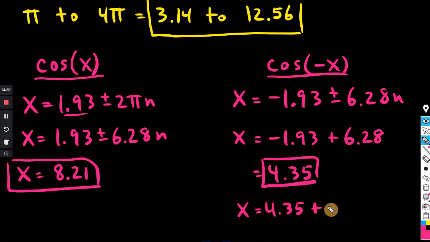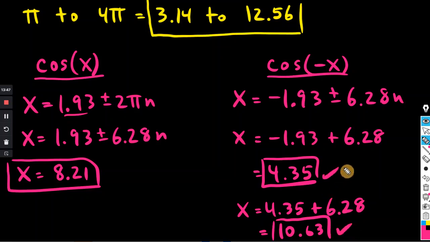Plus 6.28 again. And let's see, plus 6.28, I'm going to get 1063. All right. So that one works as well. Now, if I add 6 again, that's going to be out of the range, so that's no good. So these are the 3 answers right here.